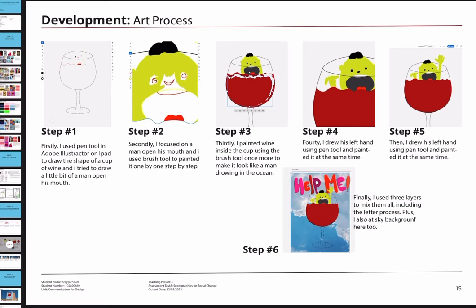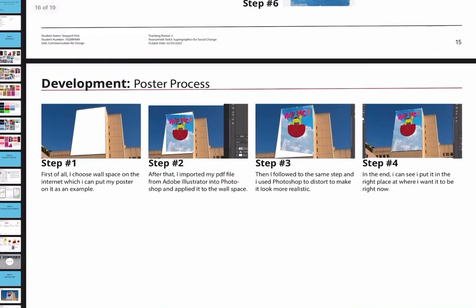Finally, I use 3 layers to put them all together, including the letter process. Plus, I also add a sky background here, to make it look like he's in the sky.